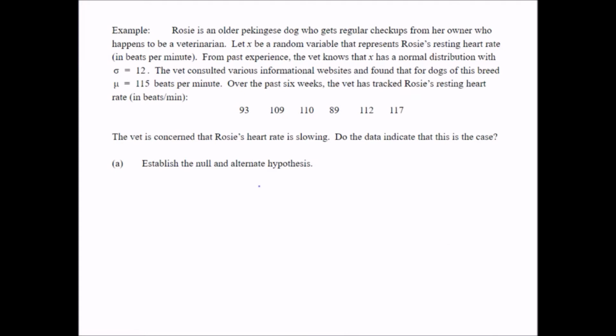So the null hypothesis, H naught, would be that the population mean given is true. Our alternate hypothesis is that the mean, now she's trying to test to see if her dog's heart rate is slowing, so we want to check to see if it's less than 115 beats per minute. So, less than 115.